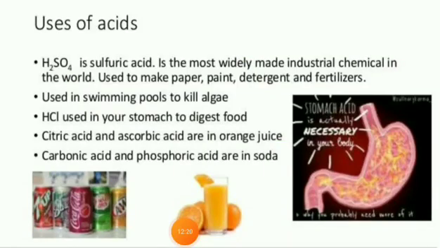Sulfuric acid is the most widely made industrial chemical in the world, used to make paper, paint, detergent, and fertilizer also. Acid is also used in swimming pools to kill algae. HCl is used in our stomach to digest food. Citric acid and ascorbic acid are in orange juice. Carbonic acid and phosphoric acid are in soda. So these are the uses of acids.